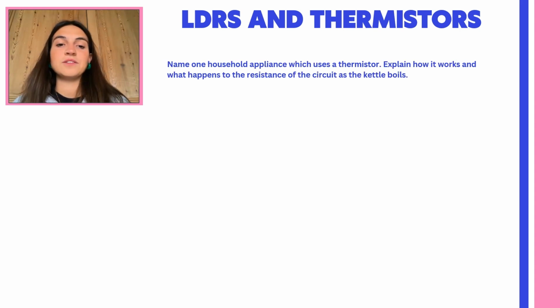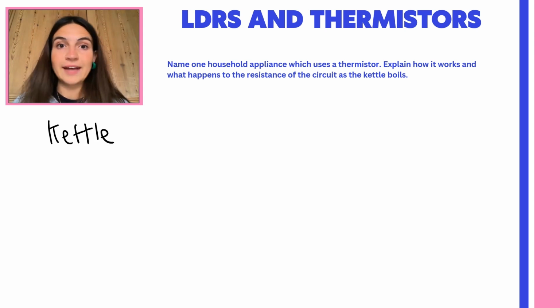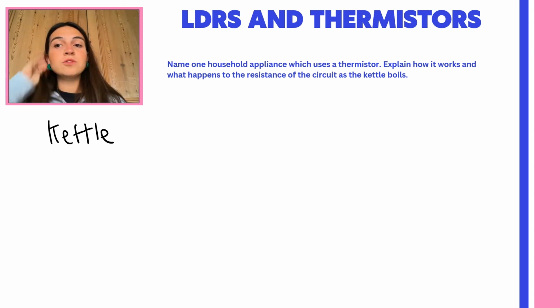Okay, name one household appliance that uses a thermostat, explain how it works and what happens to the resistance of the circuit as the kettle boils. Brilliant. So my mistake in that question, I've already answered my own question, which is I'm going to talk about a kettle. Of course, it doesn't have to be a kettle. Maybe it's a thermostat that controls the heating. Any temperature sensitive circuit would work here.